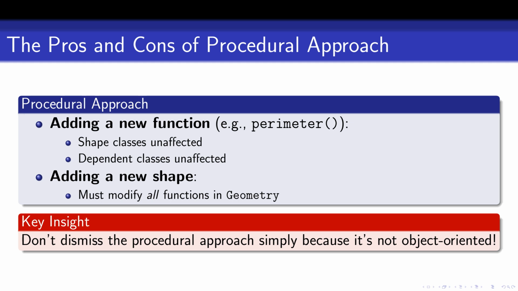So what's good and bad about this procedural style? Adding a new function like perimeter is smooth, shapes stay untouched, and dependent code doesn't care. But toss in a new shape, and you're back rewriting geometry's logic to handle it. The insight here is huge. Don't knock the procedural approach just because it's not object-oriented. It's got its place when operations outnumber types.